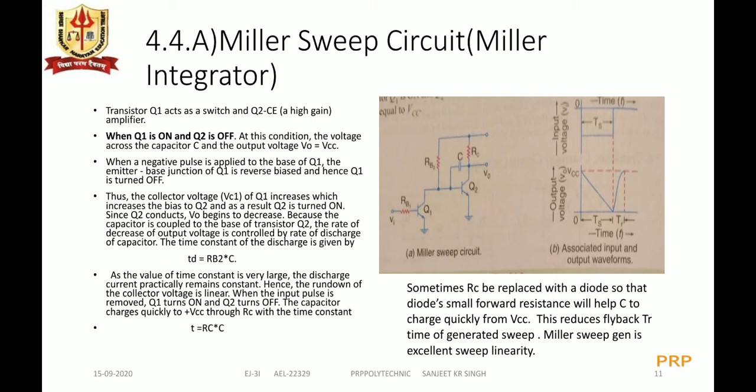Sometimes this RC will be replaced with a diode, so that the diode's small forward resistance will help the capacitor to charge quickly from the VCC supply. This reduces the flyback or the retrace time in the waveform, and therefore it generates a sweep. The Miller sweep generator has excellent sweep linearity.